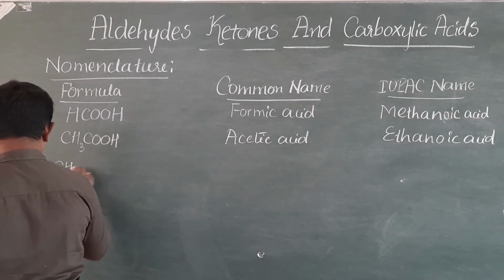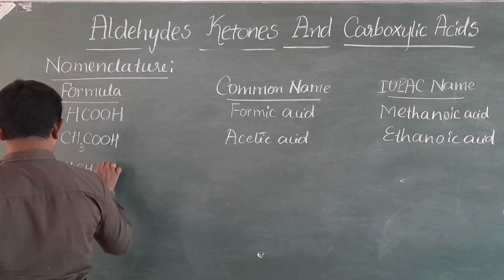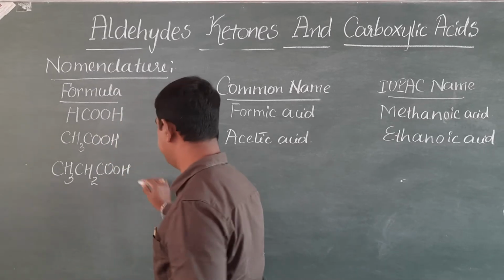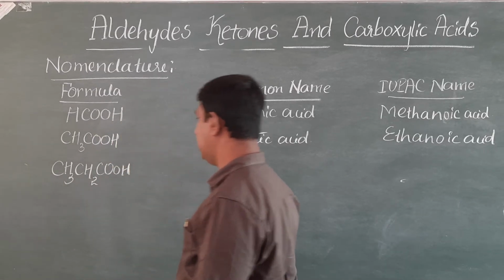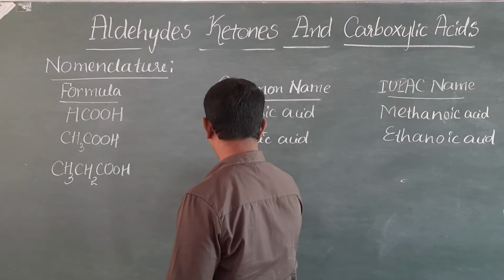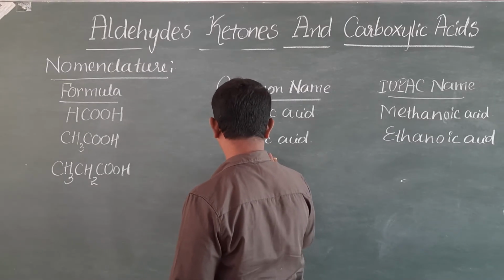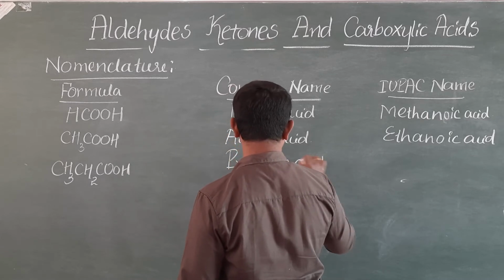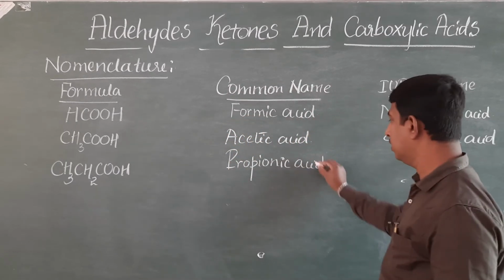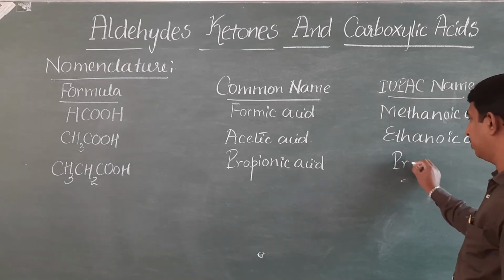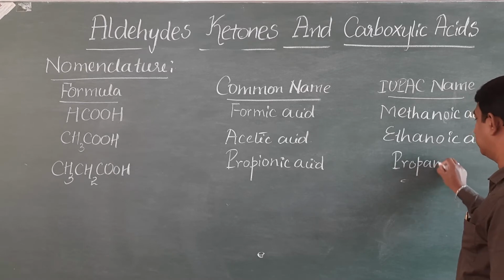Next, third member, CH3CH2COOH. Common name, this is propionic acid. Three carbon atoms are there. Common name propionic acid, IUPAC name propanoic acid.